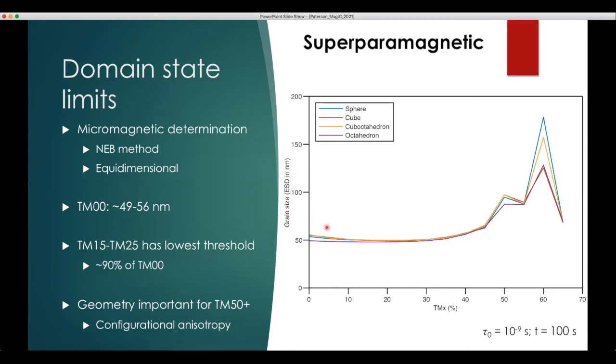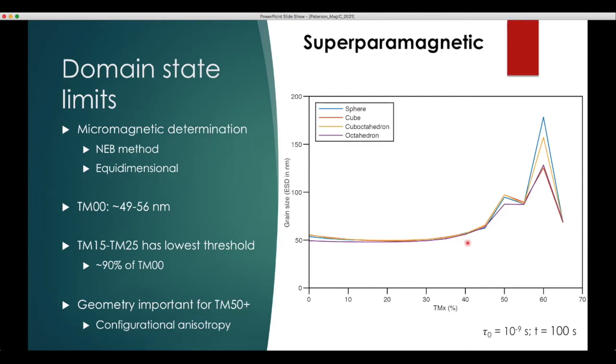And so what we can see is that for magnetite, for TM0, the effect of morphology, the change in the grain shape, doesn't really matter too much. And we get our SP threshold on the order of about 50 to 56 nanometers. As we increase the titanium composition, we get the lowest threshold around TM15 to TM25. And these are on the order of about 45 to 50 nanometers, so a fraction smaller than magnetite.